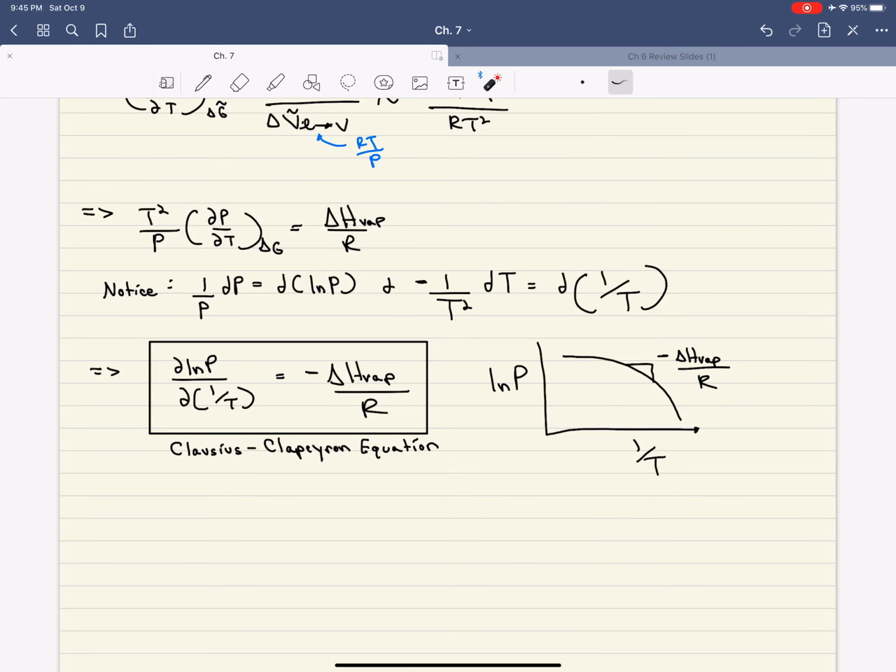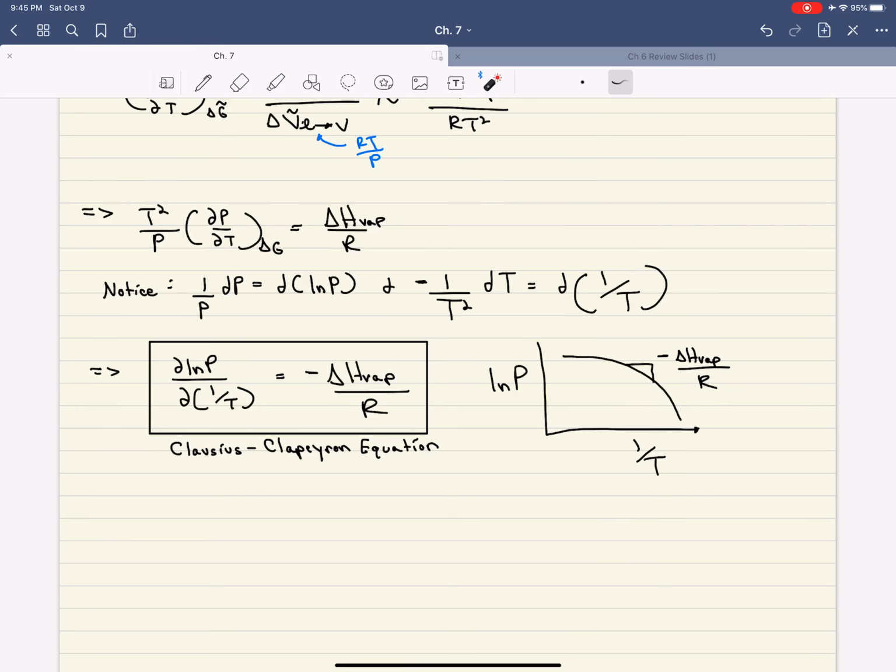If we knew HVAP, we could then calculate what the phase boundary would be between the liquid and vapor phases, or the solid and vapor phases. And so this is a form of the Clausius-Clapeyron equation.